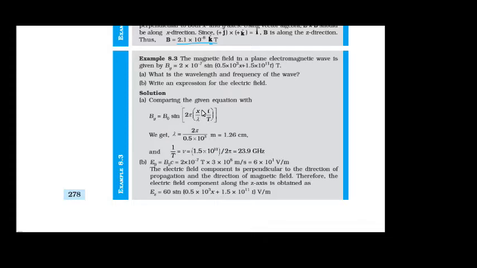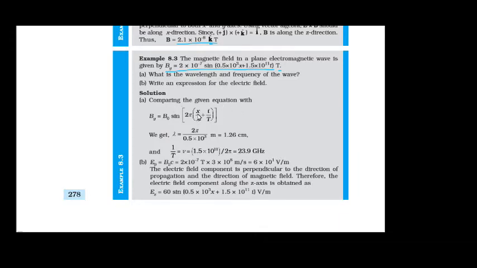Example 8.3. The magnetic field in a plane electromagnetic wave is given by By is equal to 2 into 10 to the power minus 7 sine of (0.5 multiplied by 10 to the power 3 x plus 1.5 multiplied by 10 to the power 11 t) Tesla. a. What is the wavelength and frequency of the wave? b. Write an expression for the electric field.